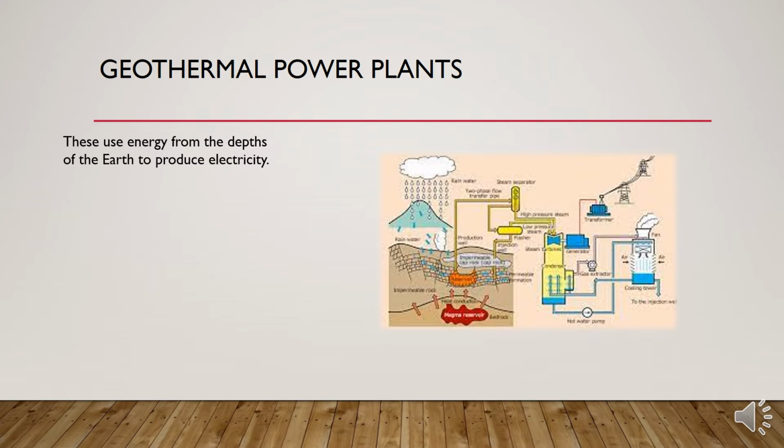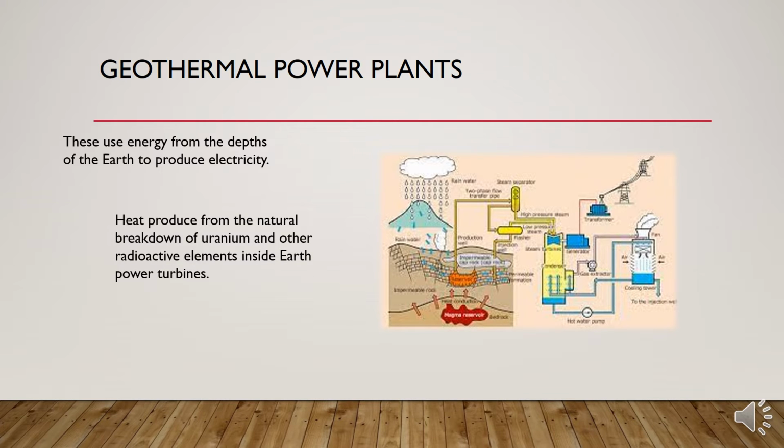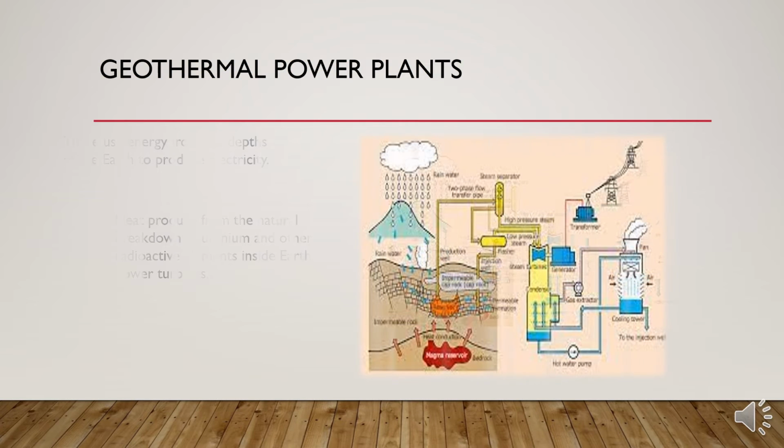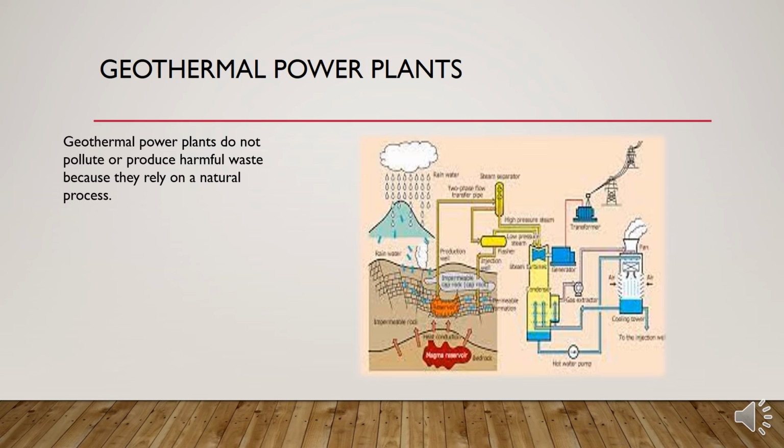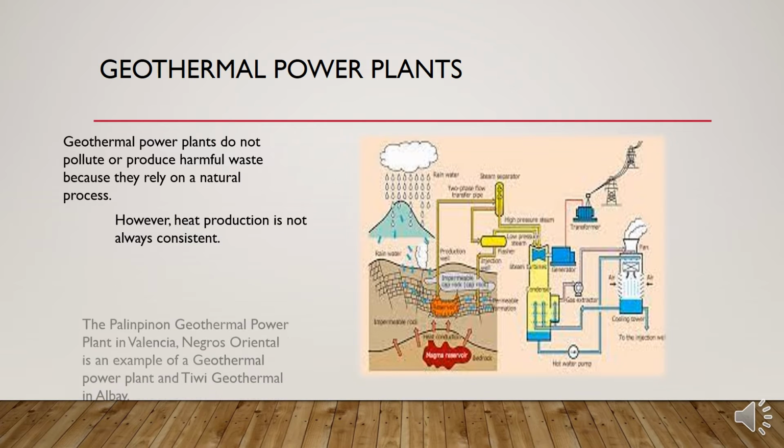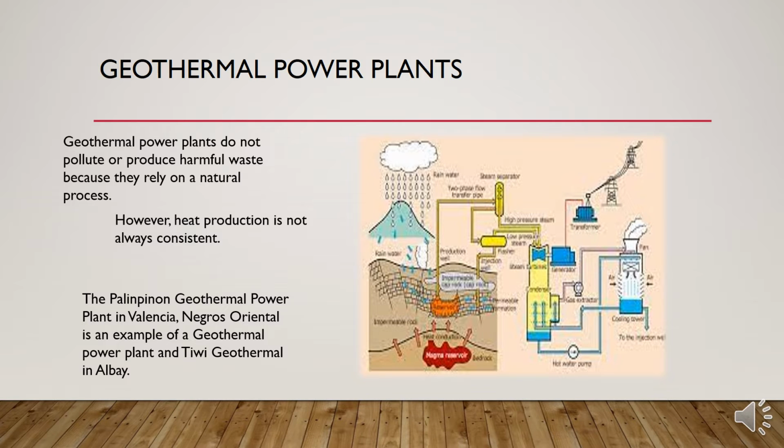The next is the geothermal power plants. They use energy from the depths of the earth to produce electricity. Heat is produced from the natural breakdown of uranium and other radioactive elements inside the earth to power turbines. Geothermal power plants do not pollute or produce harmful waste because they rely on natural processes. However, heat production is not always consistent. The Palinpinon geothermal power plant in Valencia, Negros Oriental is an example of a geothermal power plant, while in Bicol there is Tiwi geothermal in Albay.